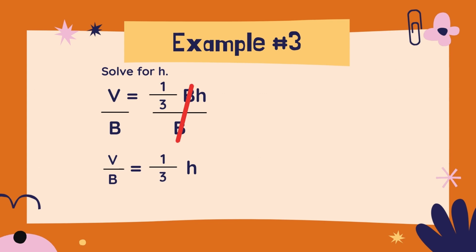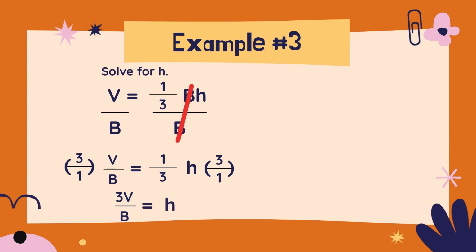Remember, we're trying to get the h all by itself. We're solving for h. So what's happening to the h? It's being multiplied by 1/3. So if we multiply both sides of the equation by the reciprocal of 1/3, that will cancel out that 1/3. On the left side, it's just like multiplying fractions. We multiply straight across. 3 times V is just going to be 3V, and 1 times b will just be b. 3V divided by b. On the right side, multiplying by 3 over 1 canceled out the 1/3. So we are just left with h.